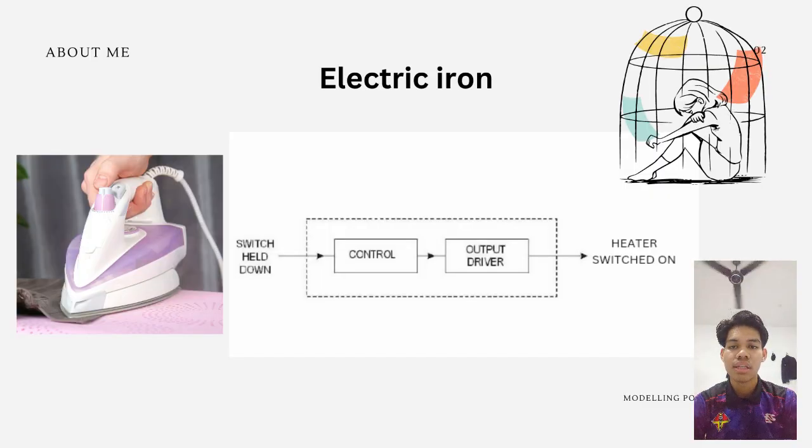Third, this is the block diagram for electric iron. When the switch is held down, it sends a signal to the control circuit, which activates an input driver. The input driver then sends a signal to the heating element to turn it on, causing it to heat up.